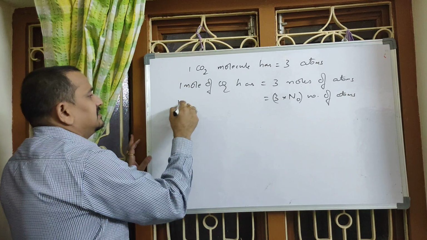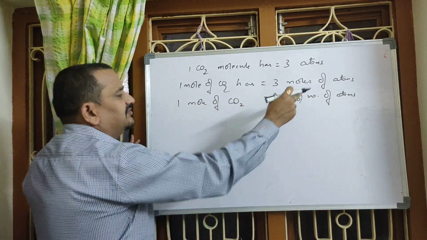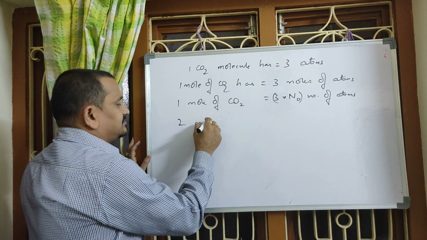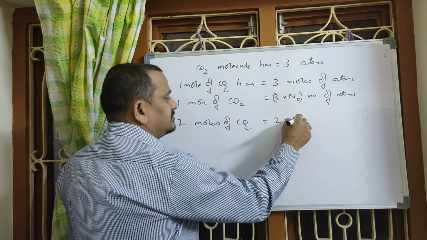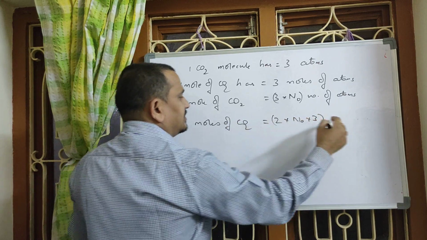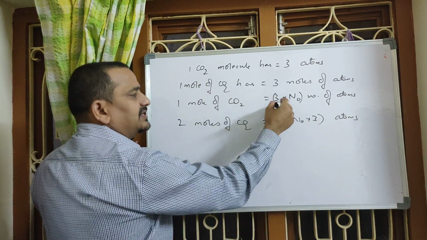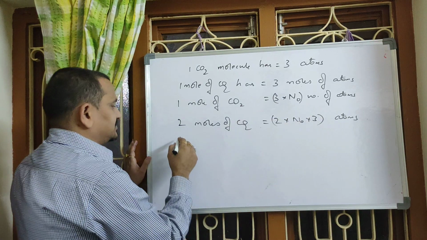So what's the final line? 1 mole of CO2 has 3 into Avogadro number of atoms, right? 2 moles of CO2 has 2 into N0 into 3 number of atoms. This is: 1 mole has 1 into 3 into N0. 2 moles has 2 into N0 into 3 atoms.